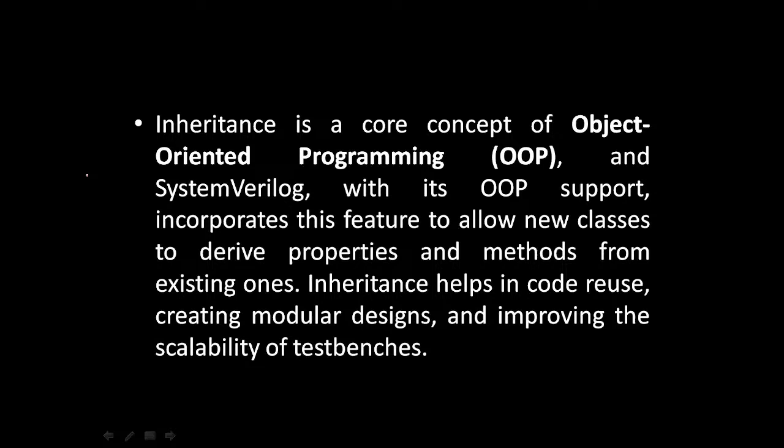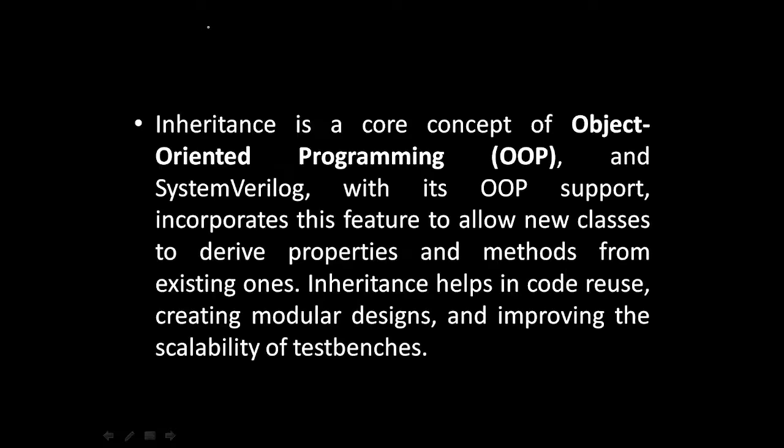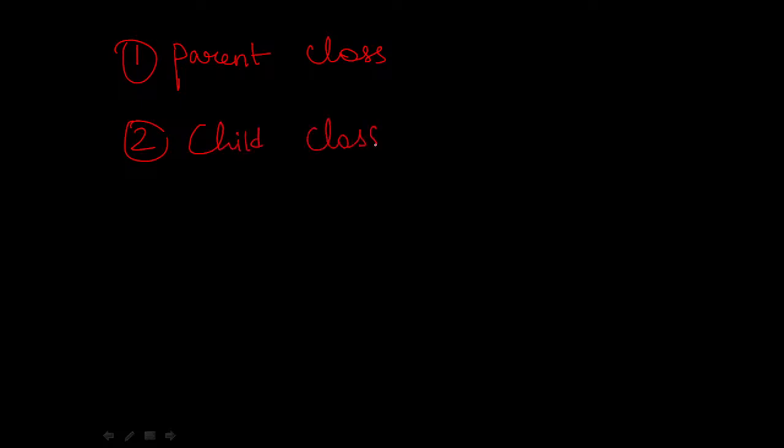So basically, in inheritance, we derive the properties and the methods from the parent class to the child class. There are basically two types of classes in inheritance. One is called the parent class, and the second type of class is called the child class.